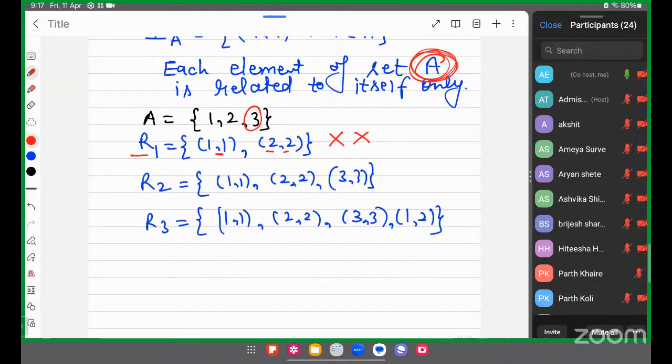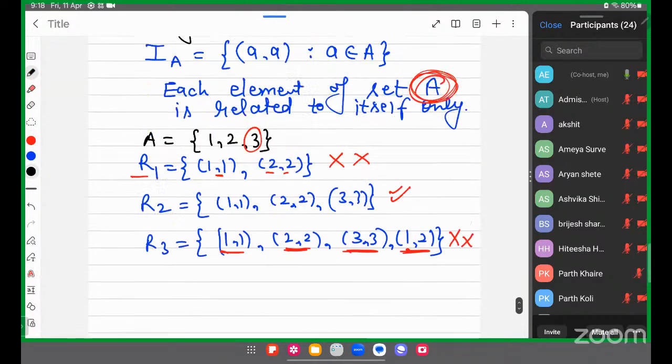Second, R2: we have three elements in set A, and all three elements are related with itself. One is related with one, two with two, and three with three. No element in set A is left. So this will be the example for identity relation. Next R3. In R3, one is related with one, two is related with two, three is related with three. There is no problem till here. But one extra element is there, (1,2). So one is related with itself and one is also related with 2. And the definition is one has to be related to itself only, which again implies that this relation is not identity. Understood?